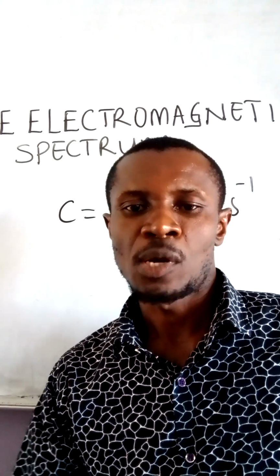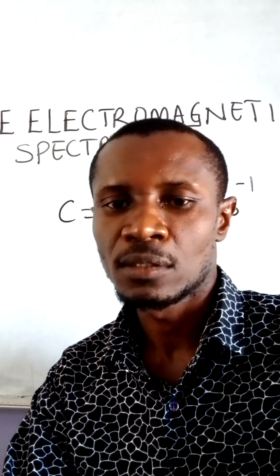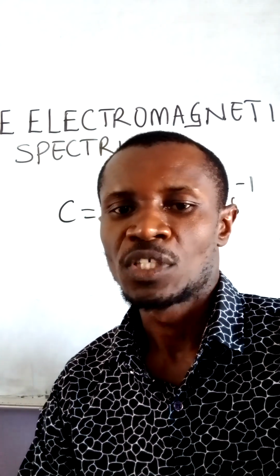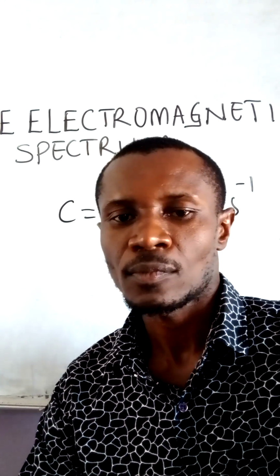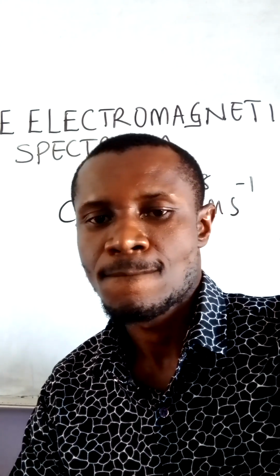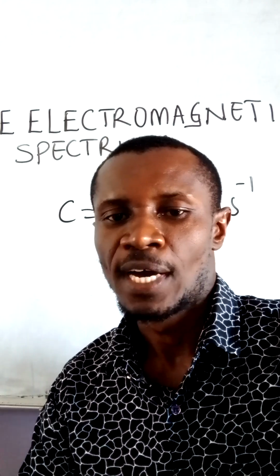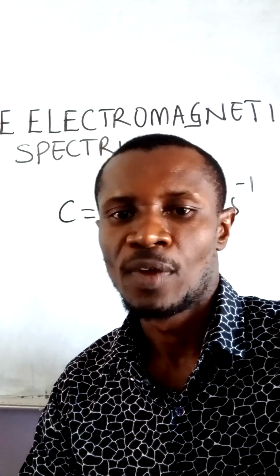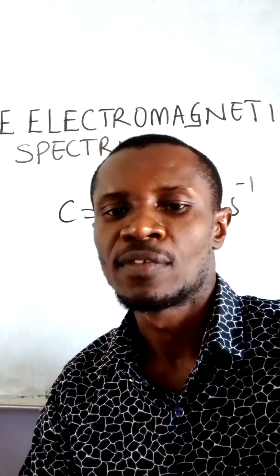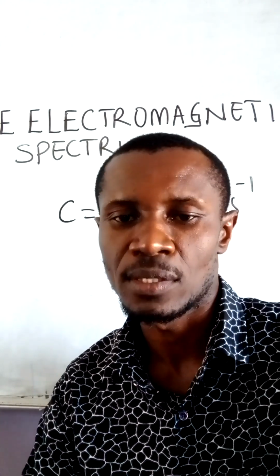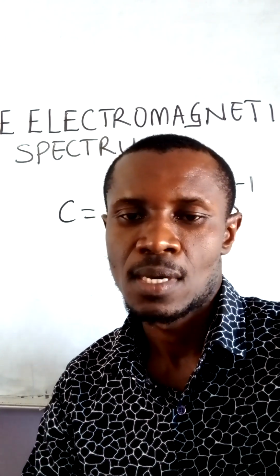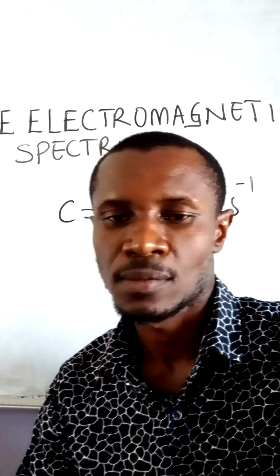Now, some of the examples of electromagnetic waves include the radio waves, which have the smallest frequency or the longest wavelength. We have the microwaves, we have the infrared radiation, we have the visible light, we have the ultraviolet radiation, we have the X-rays, and then we have the gamma rays. Now, the gamma rays have the shortest wavelength, but also the highest frequencies.